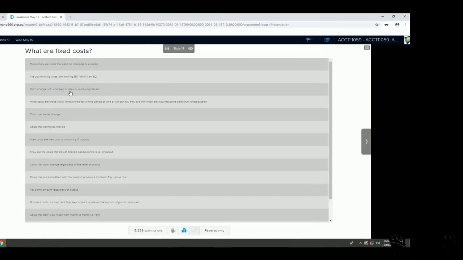Fixed costs don't change with changes in sales or production levels. That's right, this is the key thing. Fixed costs stay the same regardless of whether you increase or decrease your sales or production levels. It's always within a range, though.